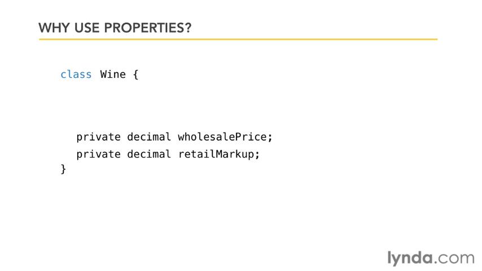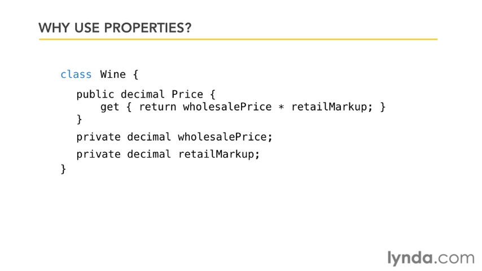So rather than having a public member variable, I could expose a public property. And you can see here, I've only defined a get. There is no set here. And when the consumer of this wine object wants to know what the price of the wine is, you can see that the logic inside the getter is simply multiplying the wholesale price times whatever the retail markup is.